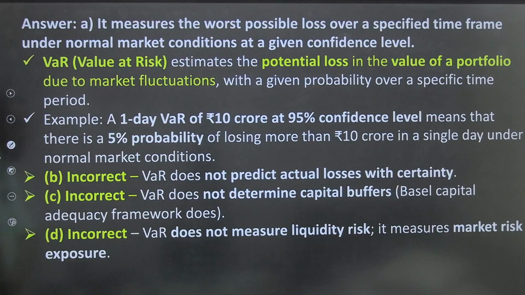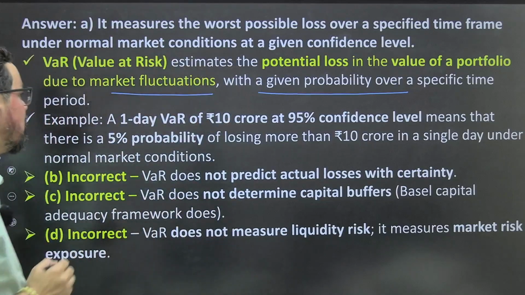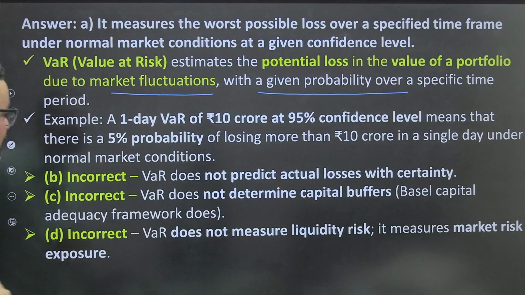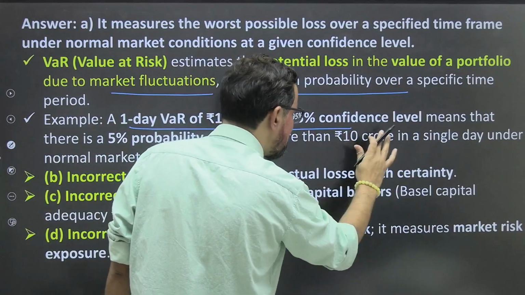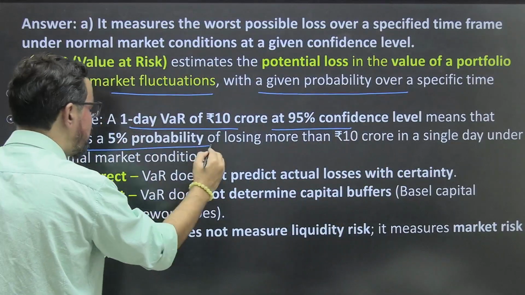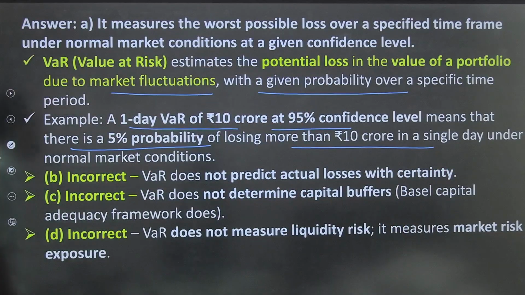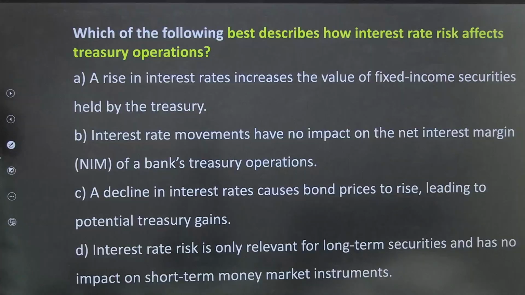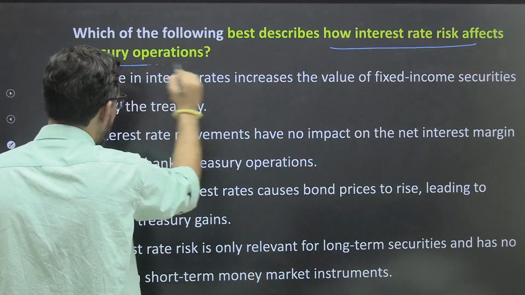So VAR, value at risk, estimates the potential loss in the value of a portfolio due to market fluctuation with a given probability over a specific time horizon. Let's say a one day VAR of 10 crore rupees at 95% confidence level means there is only 5% probability of losing more than 10 crores in a single day under normal market conditions. Okay? So it applies to normal market conditions. Please do remember this.